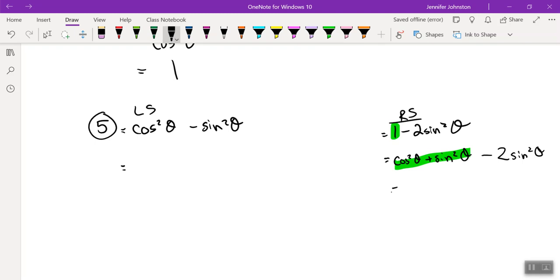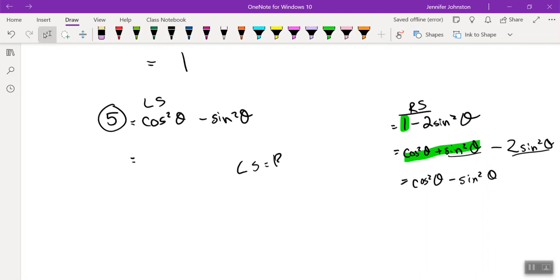So that's that. Is there anything here that we can put together? Yeah, these two sines. So we have cos squared theta, and what's 1 minus 2 is negative 1. There we are. Left side is equal to right side.